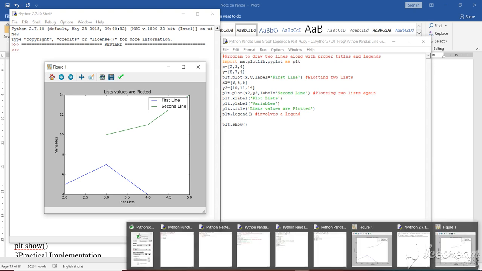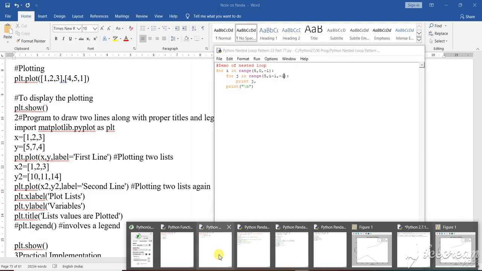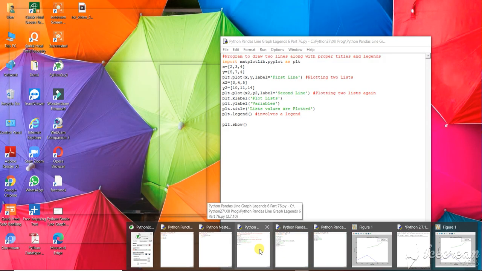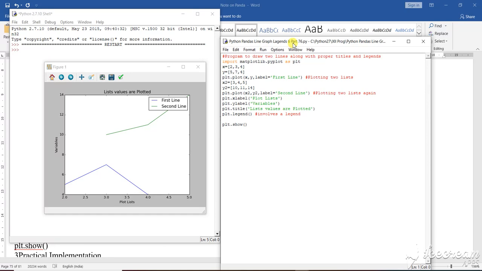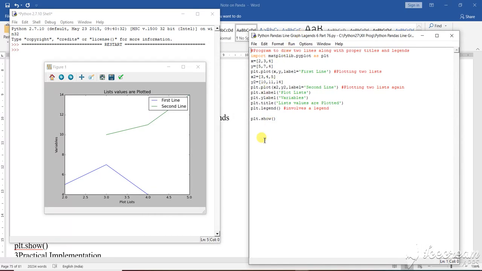Now student, let us come to the next program of your plotting. Okay, next program of the plotting. So see this one. This is the thing you have done. I have done plotting of the particular format, plotting of the particular structure.